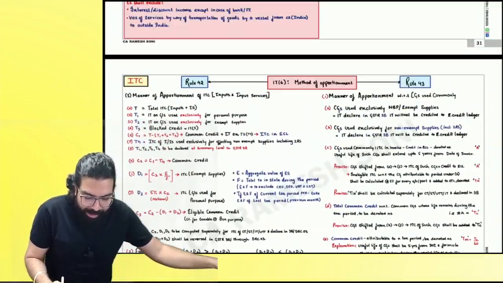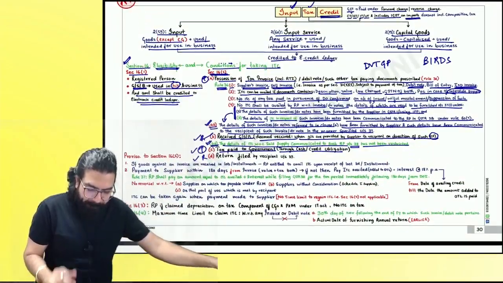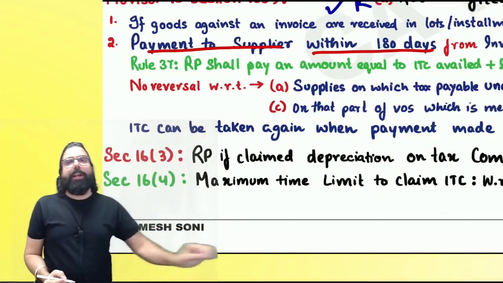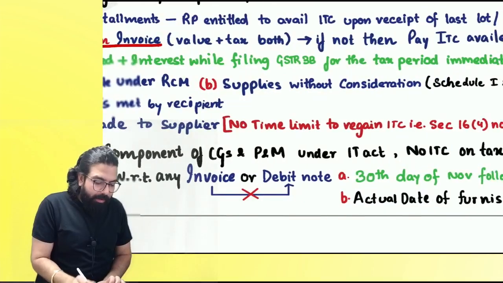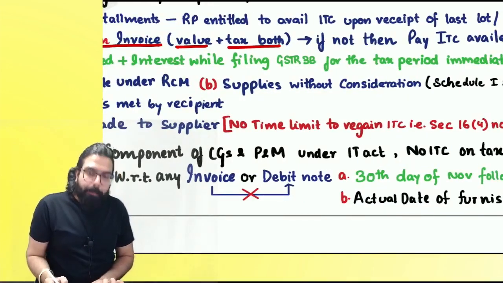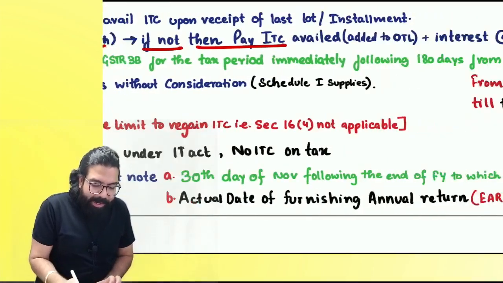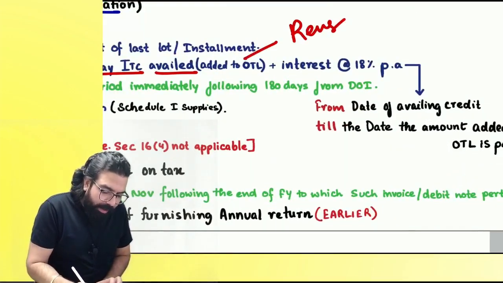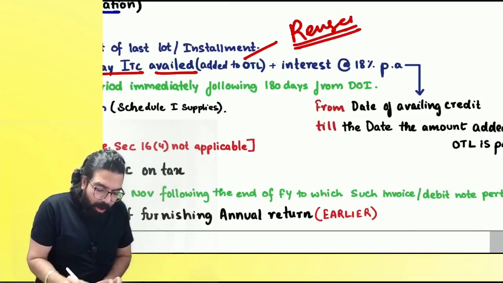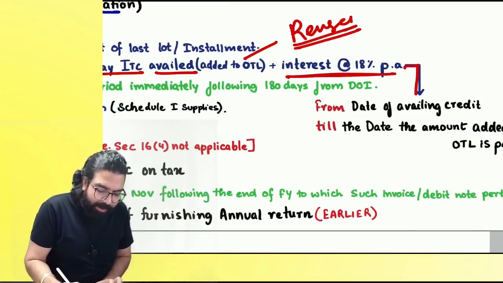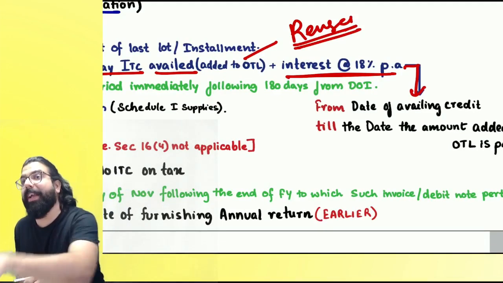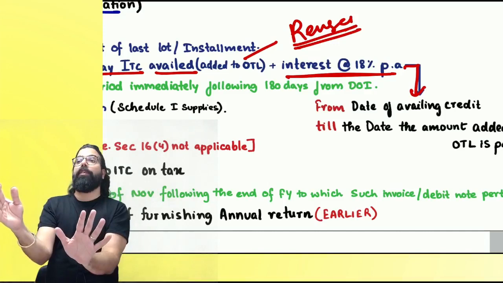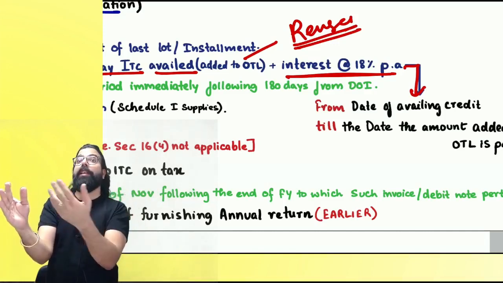So, sir, you will be liable to pay what? Payment to the supplier should be made within 180 days from the date of invoice, that is the value plus the tax, both. If not, then you will have to reverse the ITC availed, the credit which you have taken, along with interest at the rate of 18%, and interest will have to be paid. If you have availed and directly reversed, then there is no interest. Sir, I availed the credit, never used it. If you never used it, then there will be no interest.